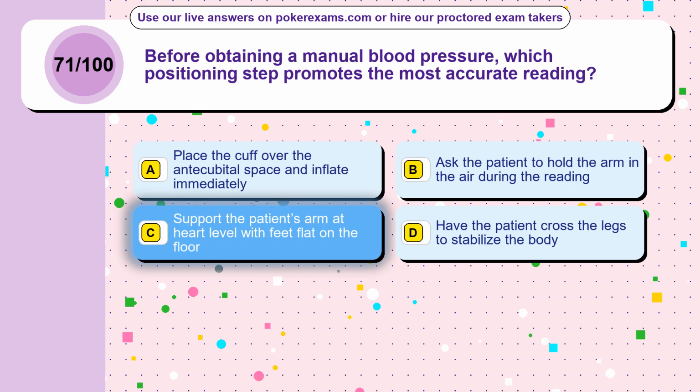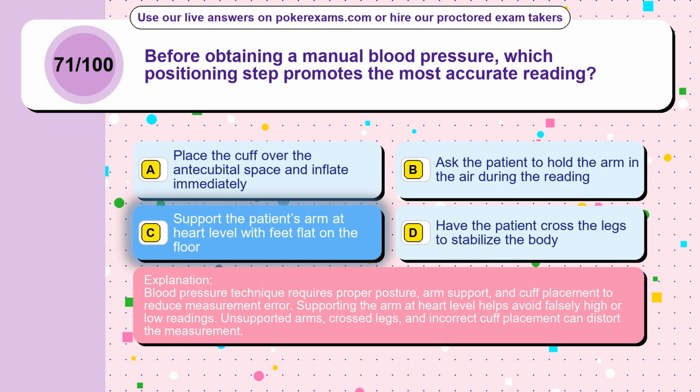Support the patient's arm at heart level with feet flat on the floor. Blood pressure technique requires proper posture, arm support, and cuff placement to reduce measurement error. Supporting the arm at heart level helps avoid falsely high or low readings. Unsupported arms, crossed legs, and incorrect cuff placement can distort the measurement.